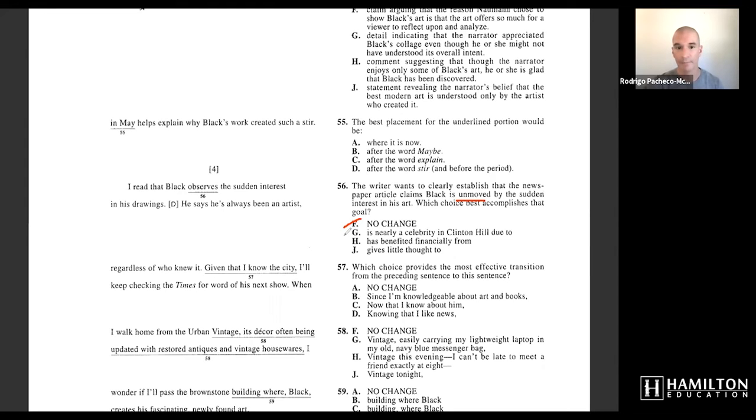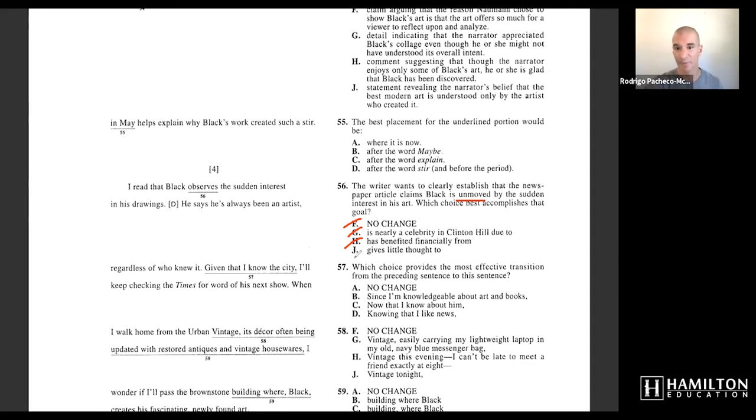G, Black is nearly a celebrity in Clinton Hill. This does not tell us anything about how Black feels, but this is generally about Black as an artist and becoming a celebrity, right? Again, there's no way of making a connection there to what we see in the question. H says that Black has benefited financially from. This is a fact. Again, it doesn't reveal anything about how Black feels. So we can eliminate H.